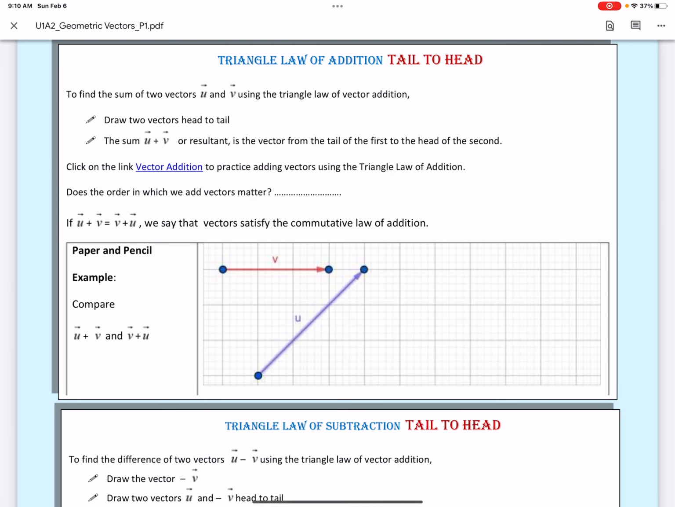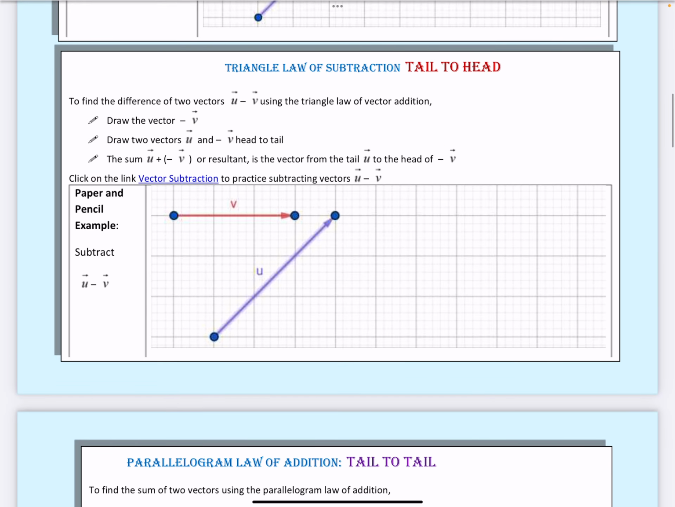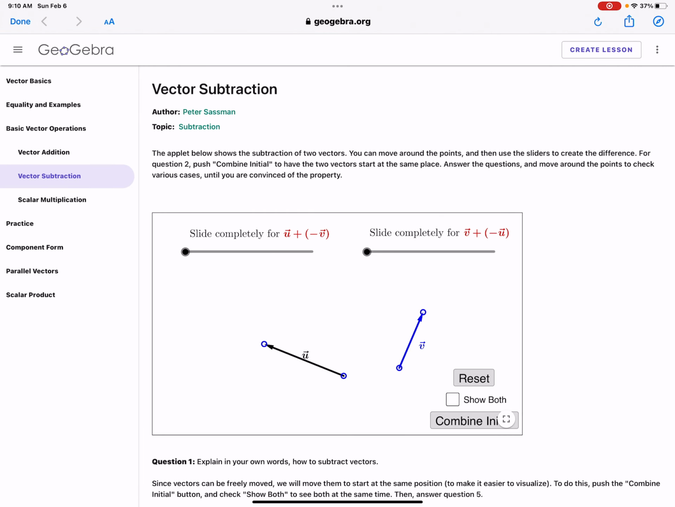In a similar way, we can look into vector subtraction. We're adding vectors u and negative v. So let's slide this over. You can see that vector v is being placed first there, and then we're drawing vector negative v, and this would be the sum u plus negative v.